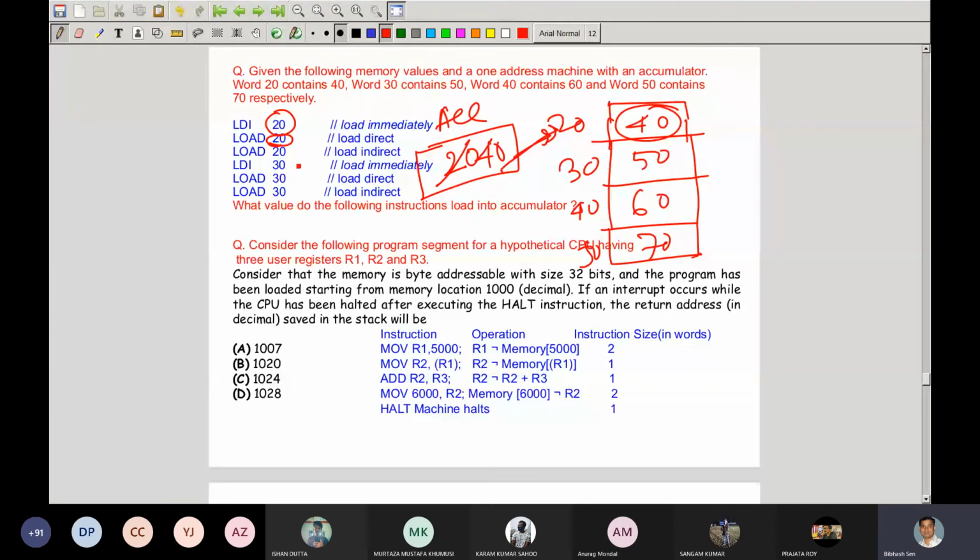Again you go to load 20, but it is mentioned indirect. I mentioned indirect, though I have not written a symbol. Indirect means you go to location 20, the value is 40. Go to location 40, the value is 60. So 40 will be overridden with how much? 60, because it is indirect.